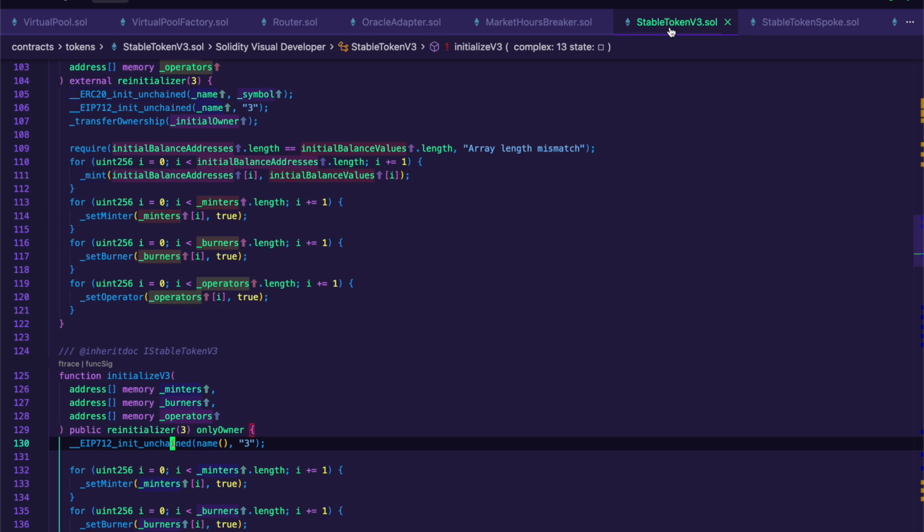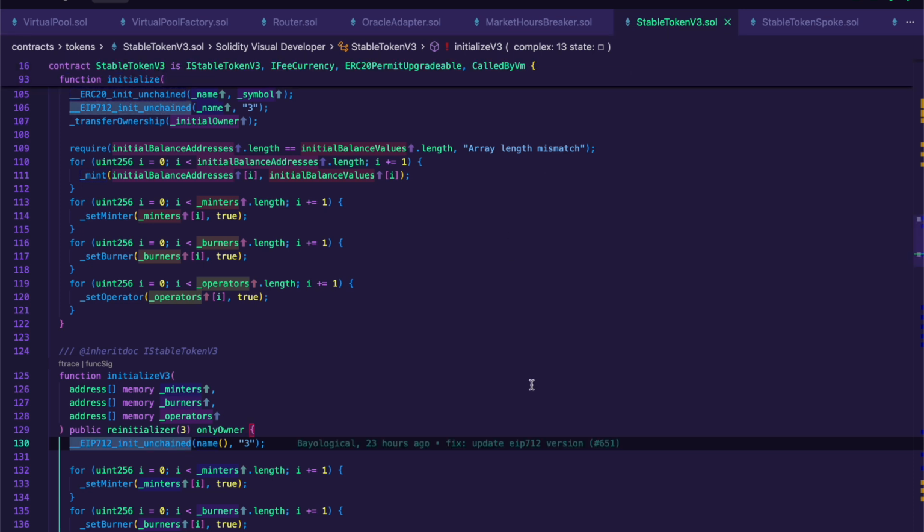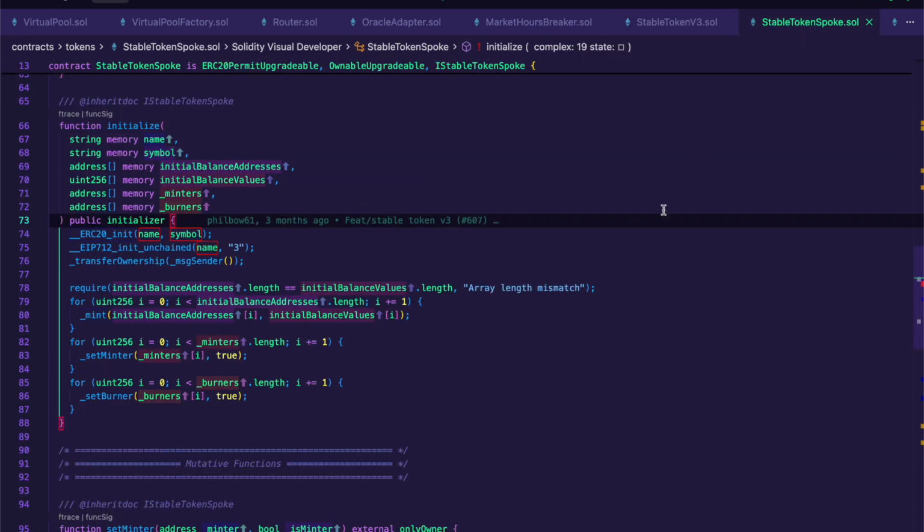We also created a new version of the stable token contract. This contract combines requirements from Liquidity v2, so it can be used instead of the BOLD token, as well as compatibility with Mento v2 and also our cross-chain partner Wormhole. For this reason, we also have a stable token spoke contract, which will be the spoke contract for a cross-chain Wormhole deployment. So this contract must be compatible with the Wormhole cross-chain standard.